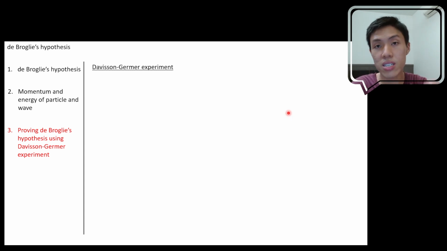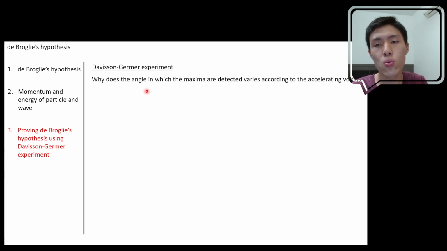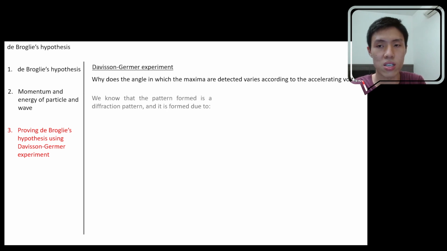So let's try to understand the diffraction. Where is the diffraction? Why is there a diffraction? We have to understand it more clearly. Why does the angle at which the maxima are detected vary according to the accelerating voltage? Why are they related to each other? We need to understand the diffraction first. We know that the pattern formed is a diffraction pattern. Only with diffraction can you find that kind of peak, right?